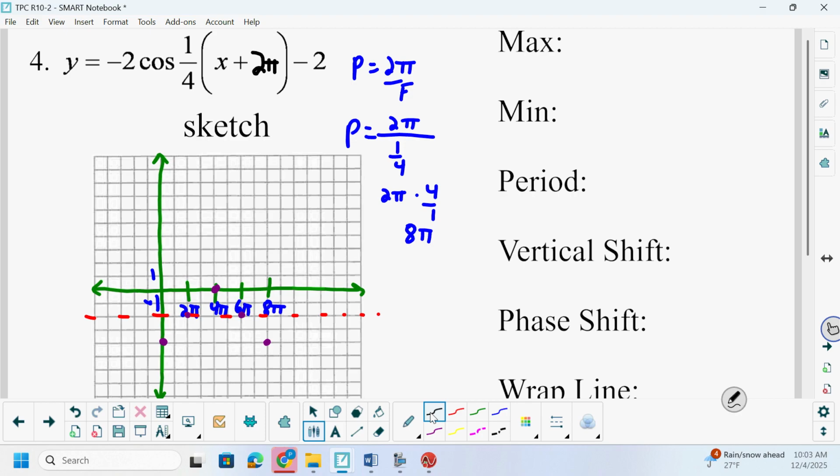We're adding to x, so we shift it left, so we're going 2 pi to the left. For us, 2 pi is 1 tick mark, or you can think of it as 2 boxes on our grid. So every point is going to move 2 boxes, or in other words, 1 tick mark, and then we can sketch that in.